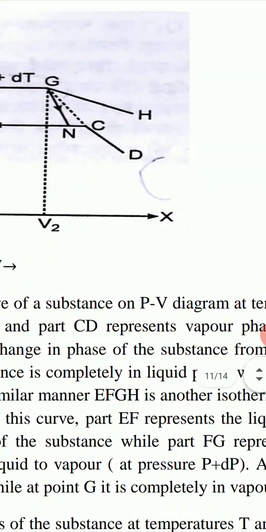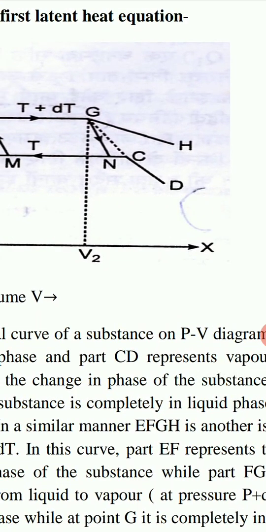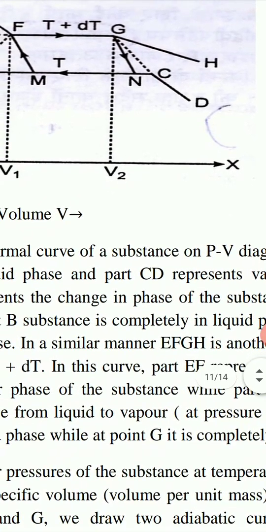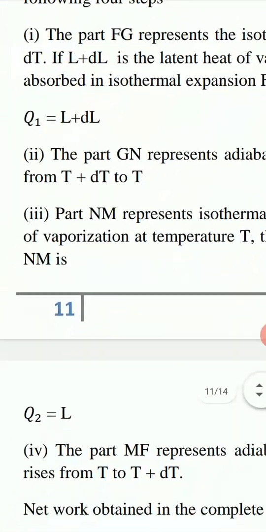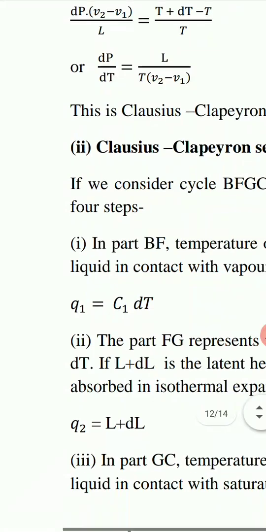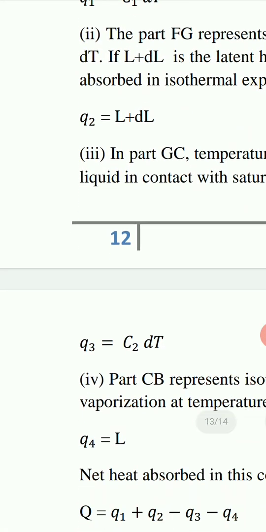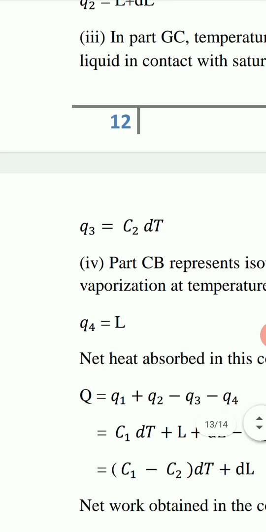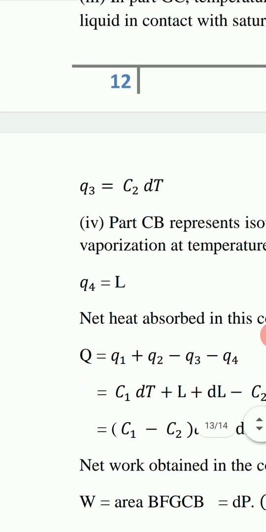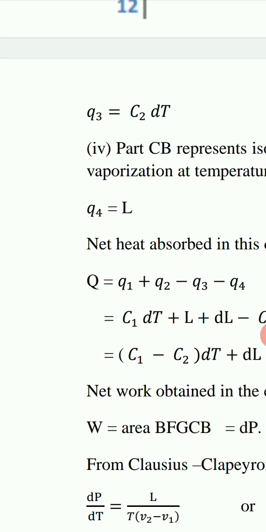The third process is GC, and at point G and at point C the substance is in gaseous state. So if C2 is the specific heat of gas in contact with liquid, then the heat rejected by the substance in this third process GC will be Q3 equal to C2 dt, and similarly in the last process CB, the heat rejected by the substance Q4 will be equal to latent heat L.